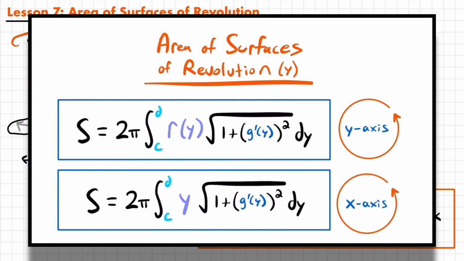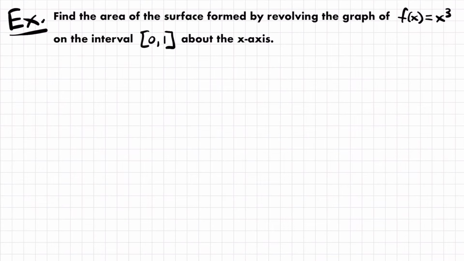All right, and so with that, let's take a look at an example problem where we calculate the area of a surface of revolution. All right, so here's our first example. We want to find the area of the surface formed by revolving the graph of f of x equals x cubed on the interval from 0 to 1 about the x-axis.